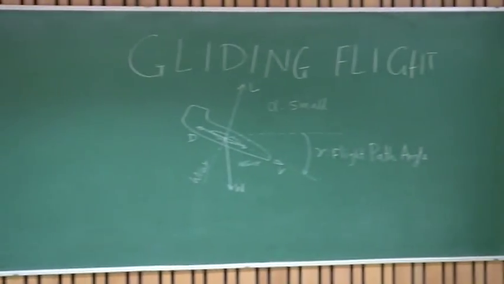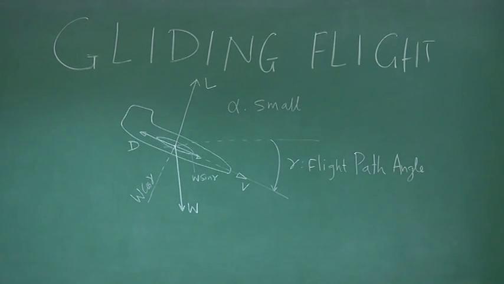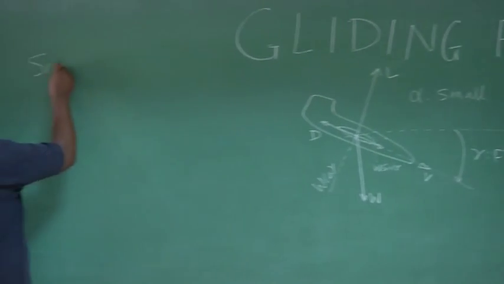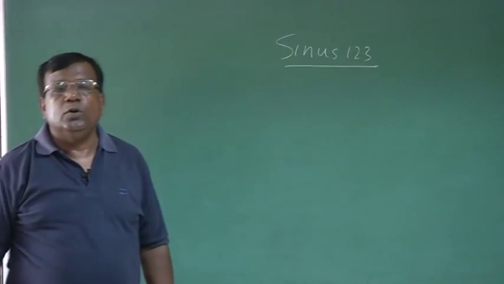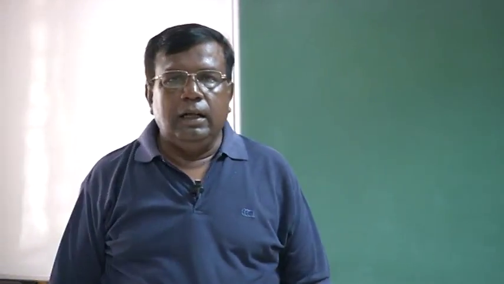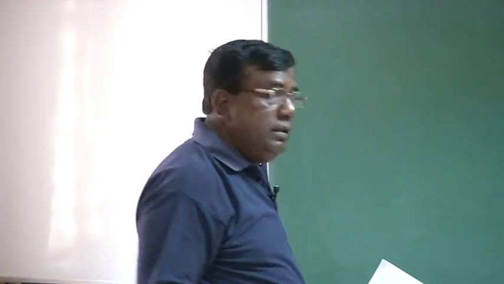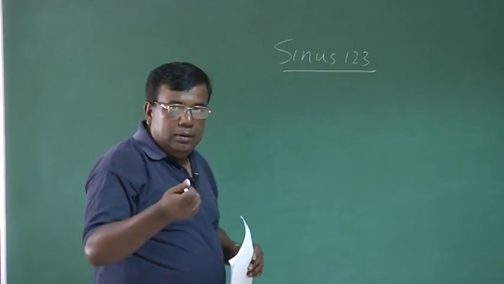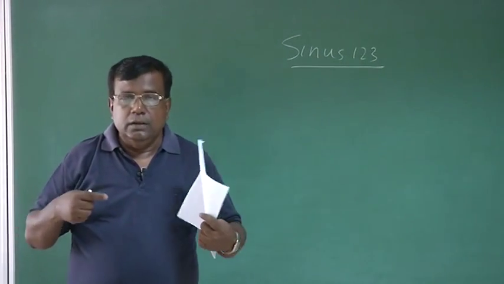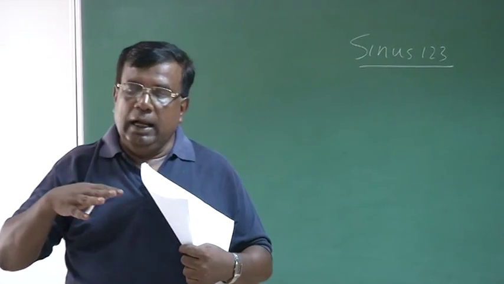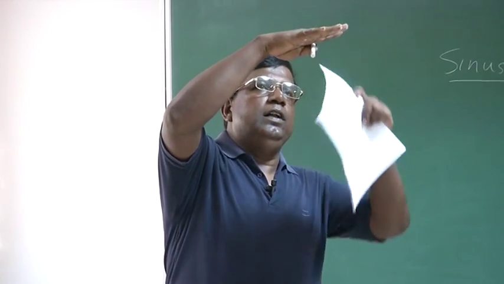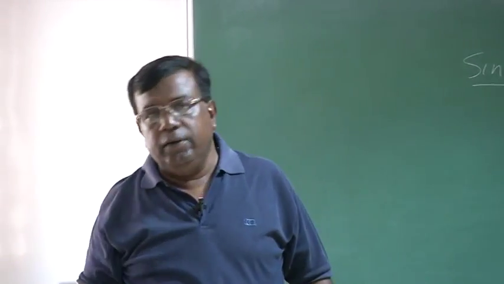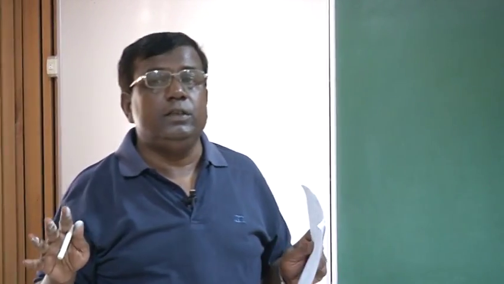We have the Sinus 1, 2, 3 glider with us. In fact, this is a motor glider. Conventionally, gliders didn't have any engine, right? They were launched by cables, and there was a winch, and the winch would wind the cable, and the glider will attain height. At a particular height, the pilot will release the cable, and then he will be doing the gliding flight. That is, in gliding flight, there is absolutely no thrust, no engine installed.